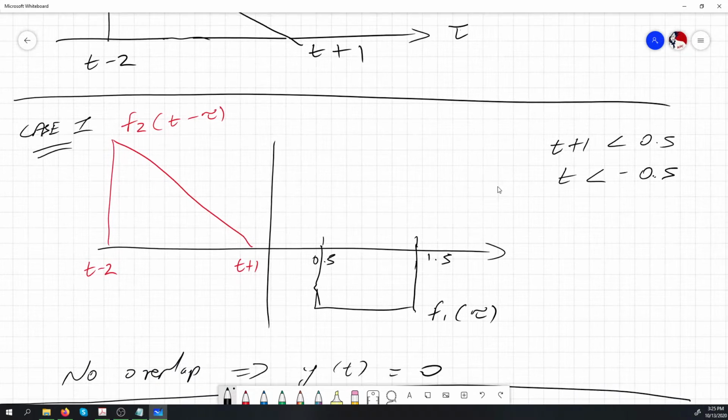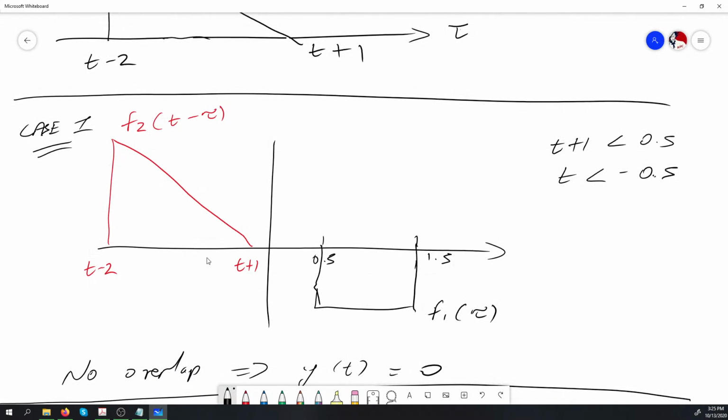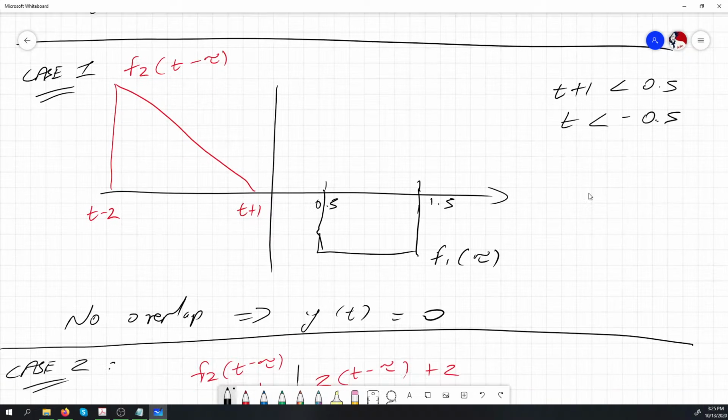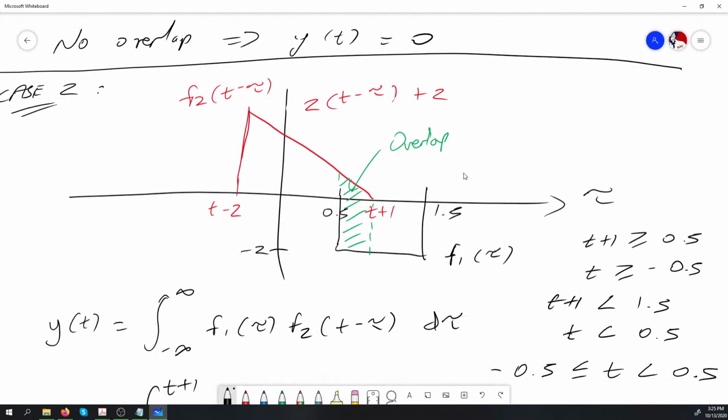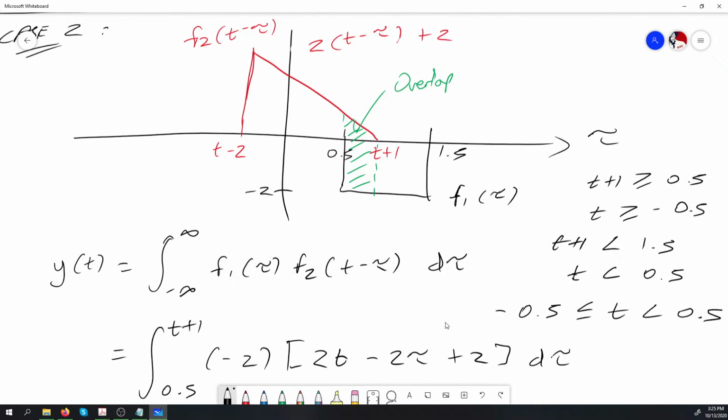And for case 1, there was no overlap, but we still need to figure out the time range here. So t plus 1 here was less than 0.5, so we got the time range here accordingly for t. No overlap, meaning y of t here was 0. For case 2, because we had an overlap here where the t plus 1 factor went more than 0.5, we say that it's more than or equal to 0.5, so we solved that out, but t plus 1 here was still less than 1.5, so we also solved for this. And we got our combined time range here.